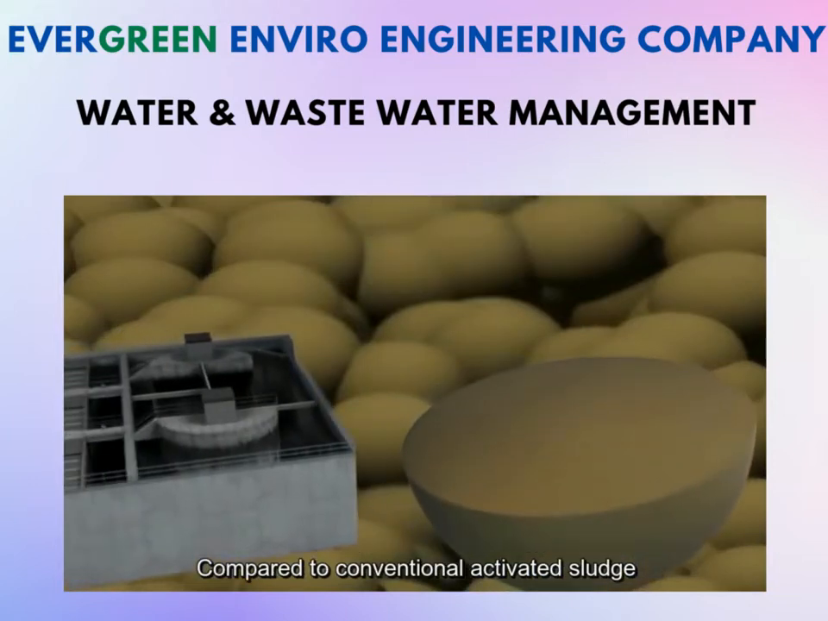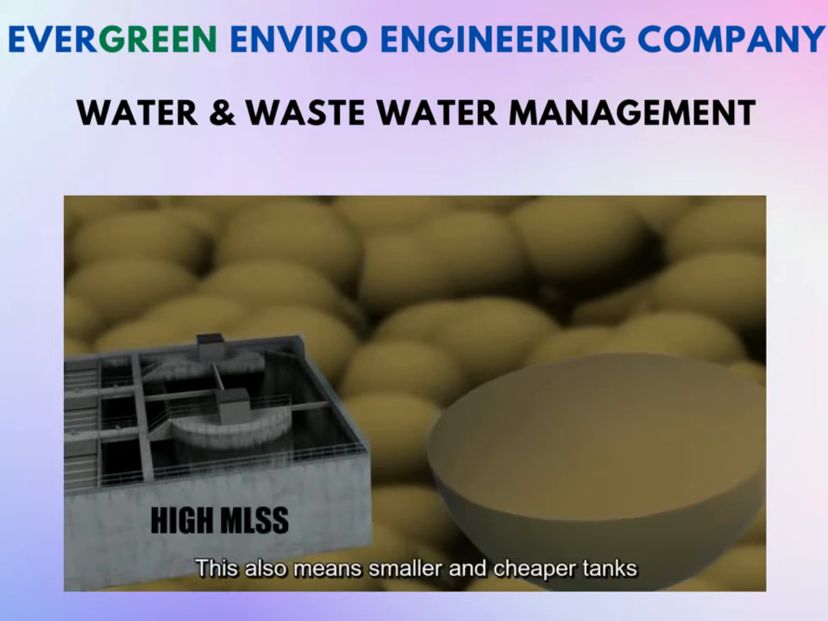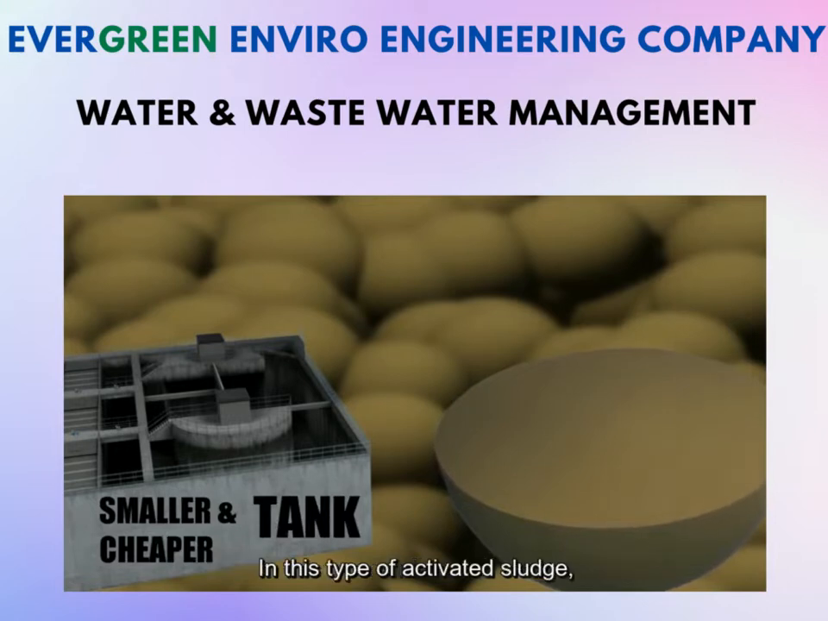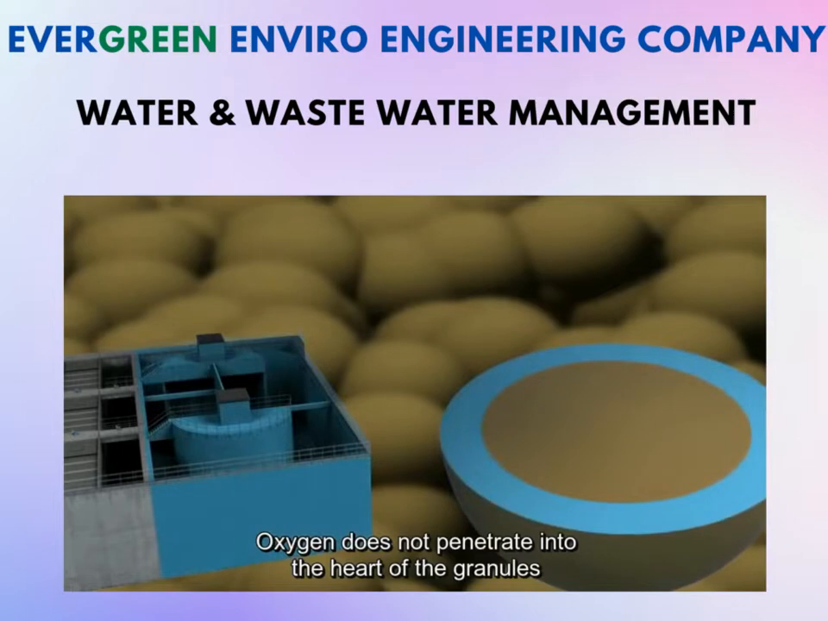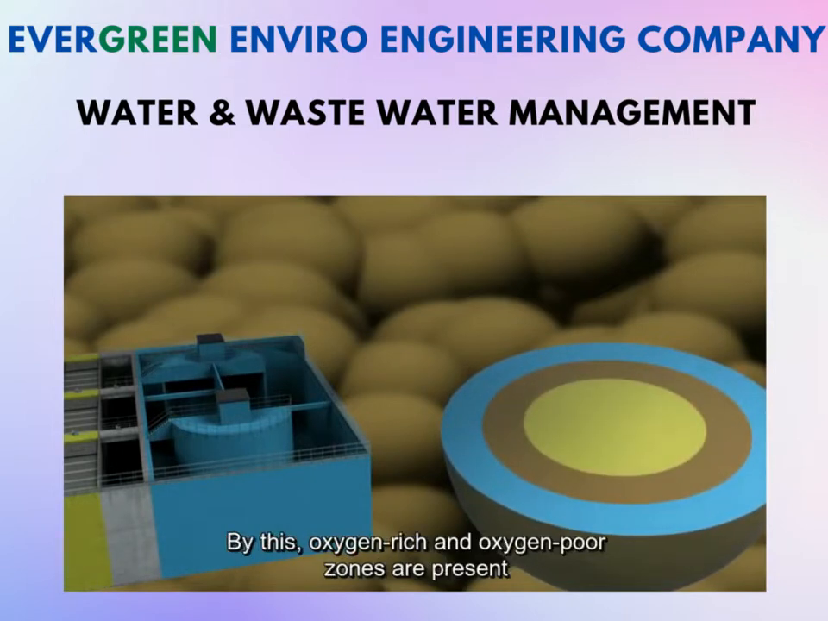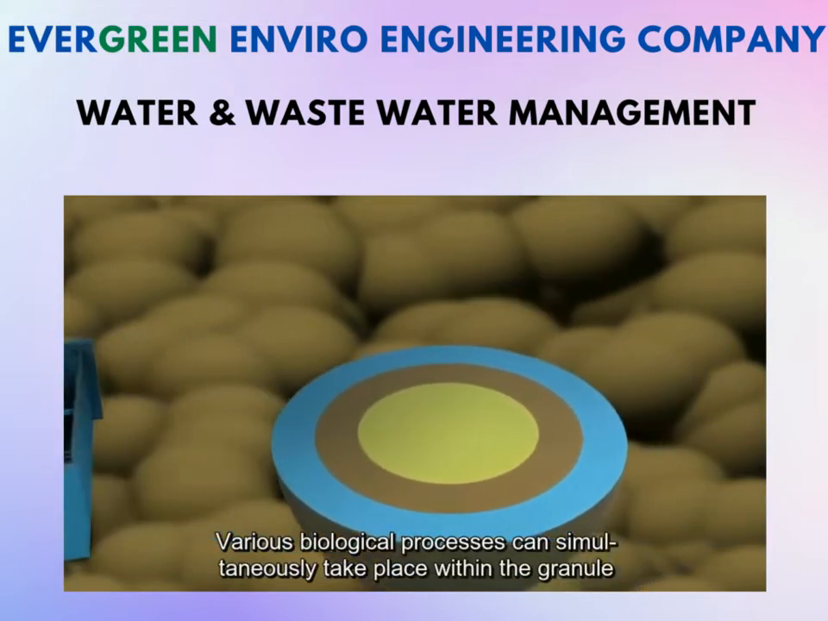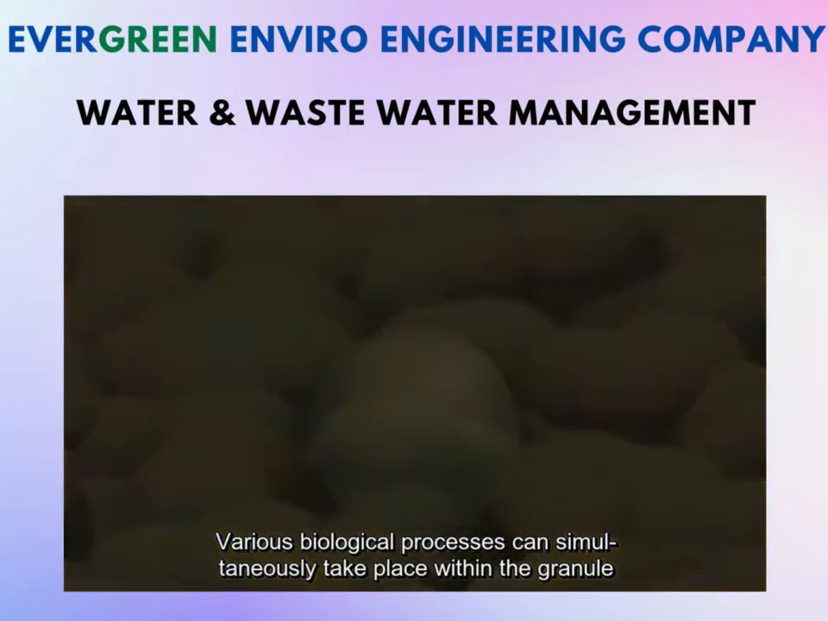Compared to conventional activated sludge, bubble mixers can operate at high MLSS. This also means smaller and cheaper tanks. In this type of activated sludge, oxygen does not penetrate into the heart of the granules. By this, oxygen-rich and oxygen-poor zones are present. Various biological processes can simultaneously take place within the granule.